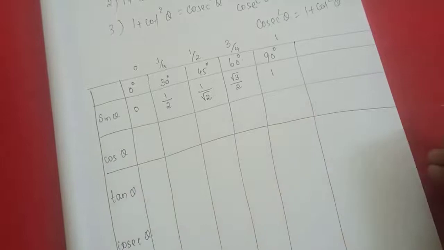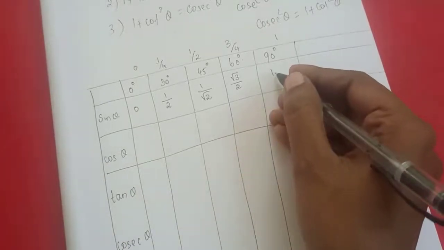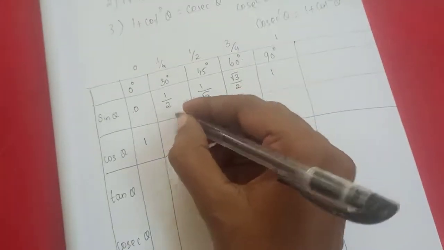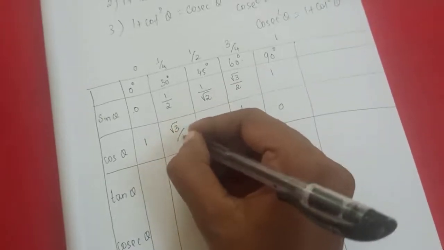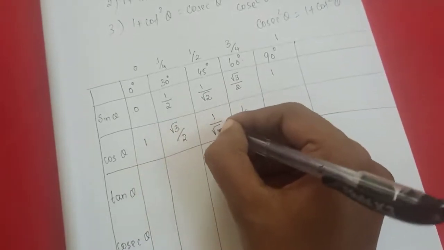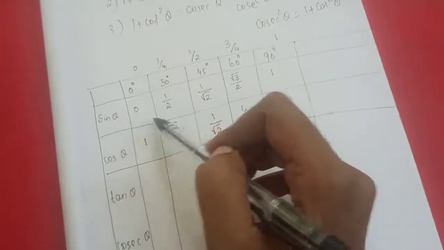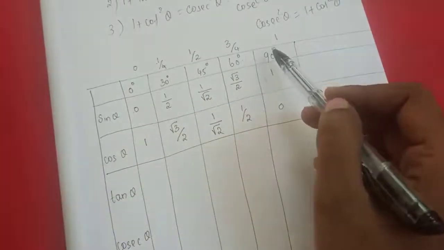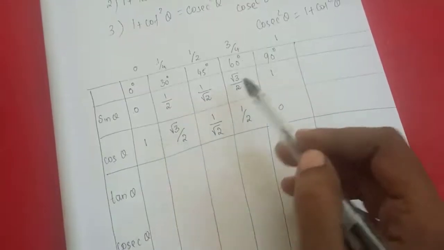Then for cos theta, you just need to change it here: the 90 degree will come here as 1, the 0 will go here. Then this 1 by 2 will come this side, this root 3 by 2 will come this side, and this 1 by root 2, the value is same. So what did I do? All the square root values are sin theta. Then for cos we need to change it here: 90, this one to here, this one to here, this one here, this one here.